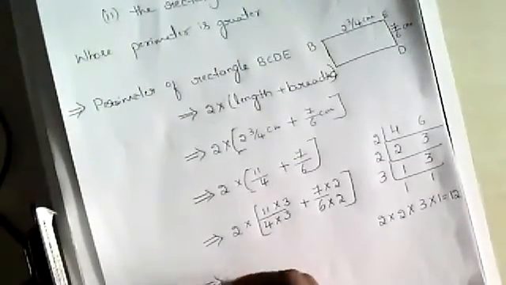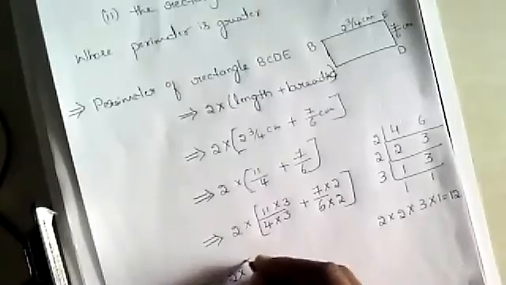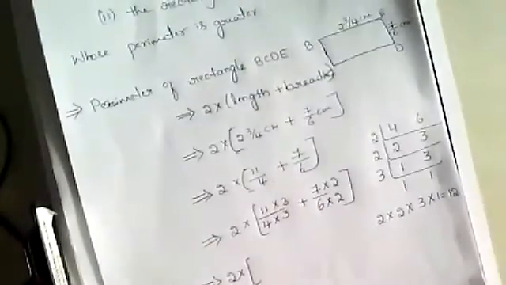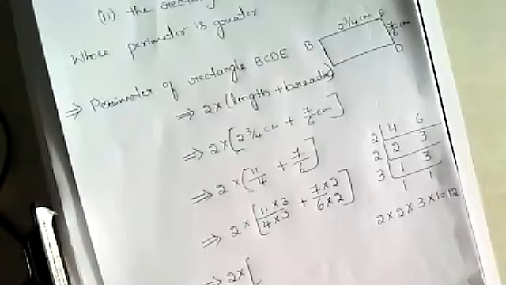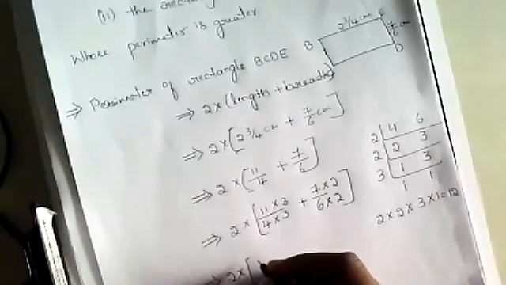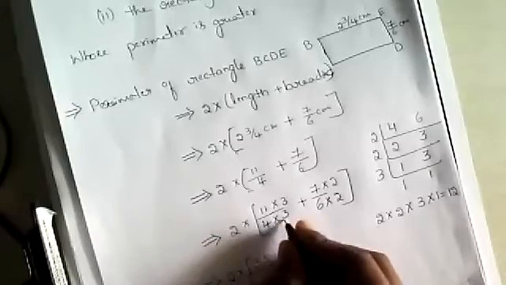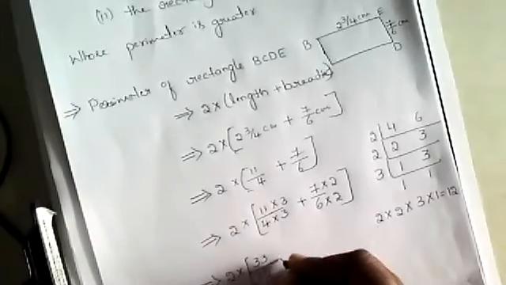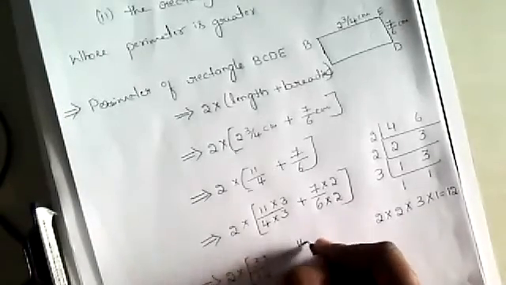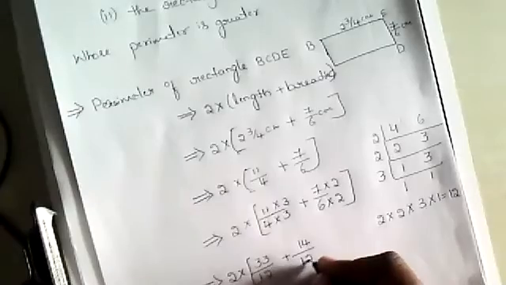So now 2 as it is, 11 threes are 33. 11 ones are 11, 11 twos are 22, 11 threes are 33. 4 threes are 12 plus 7 twos are 14, 6 twos are 12.